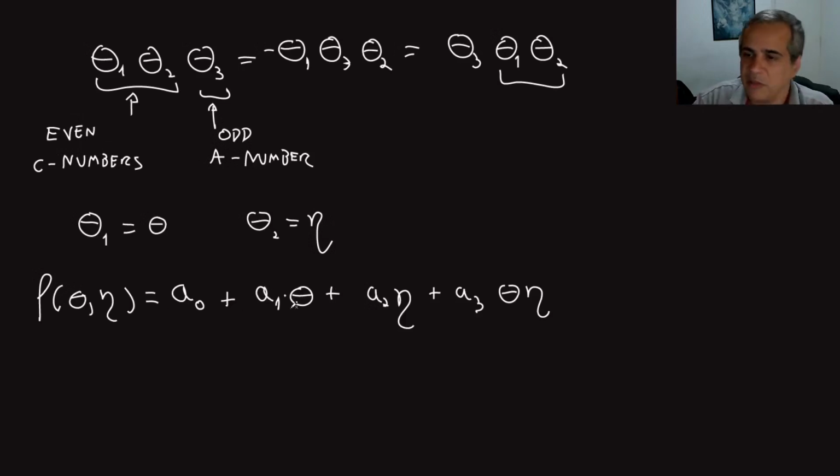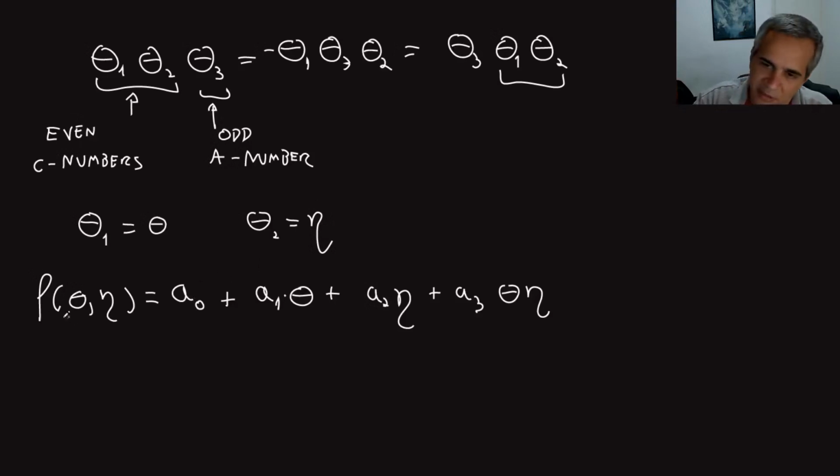The important thing to notice here, since this is finite and there are no more generators, is that a0, a1, a2, and a3 cannot depend on theta or eta, otherwise these terms would be zero. So they're just complex numbers in the most general case. They are commuting numbers, C numbers in the sense that they're not part of the Grassman algebra, but they can also be complex.